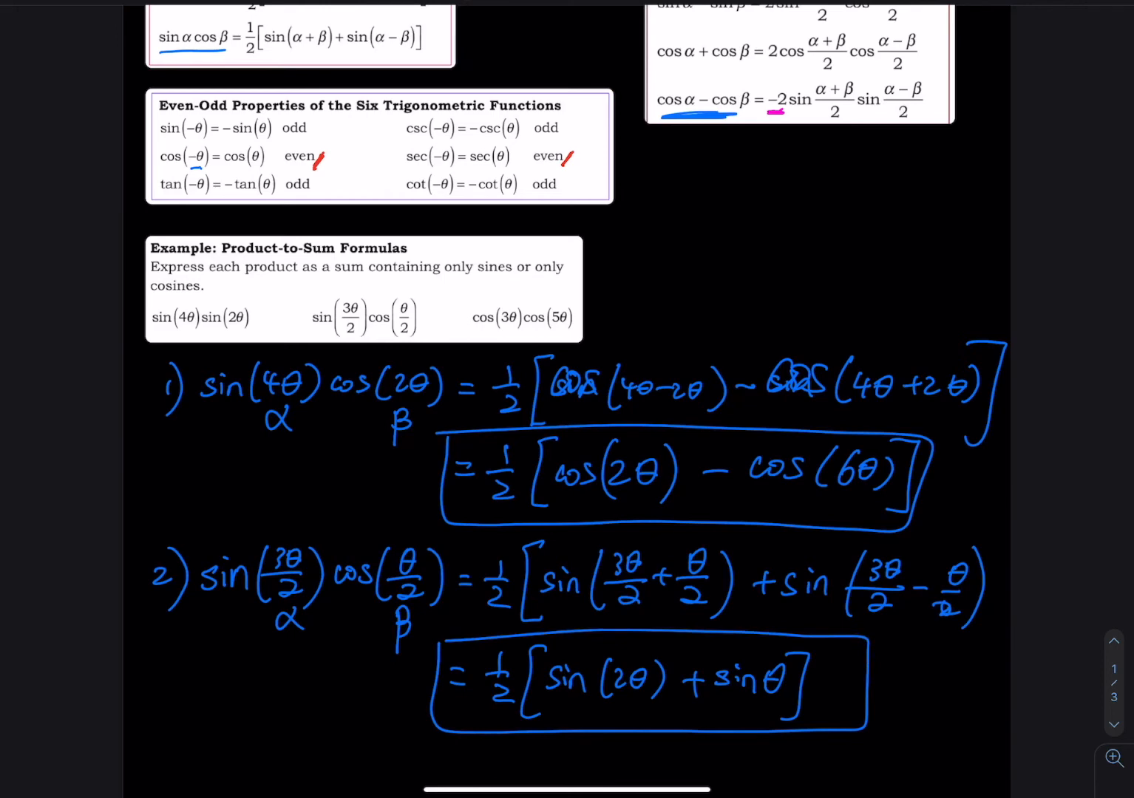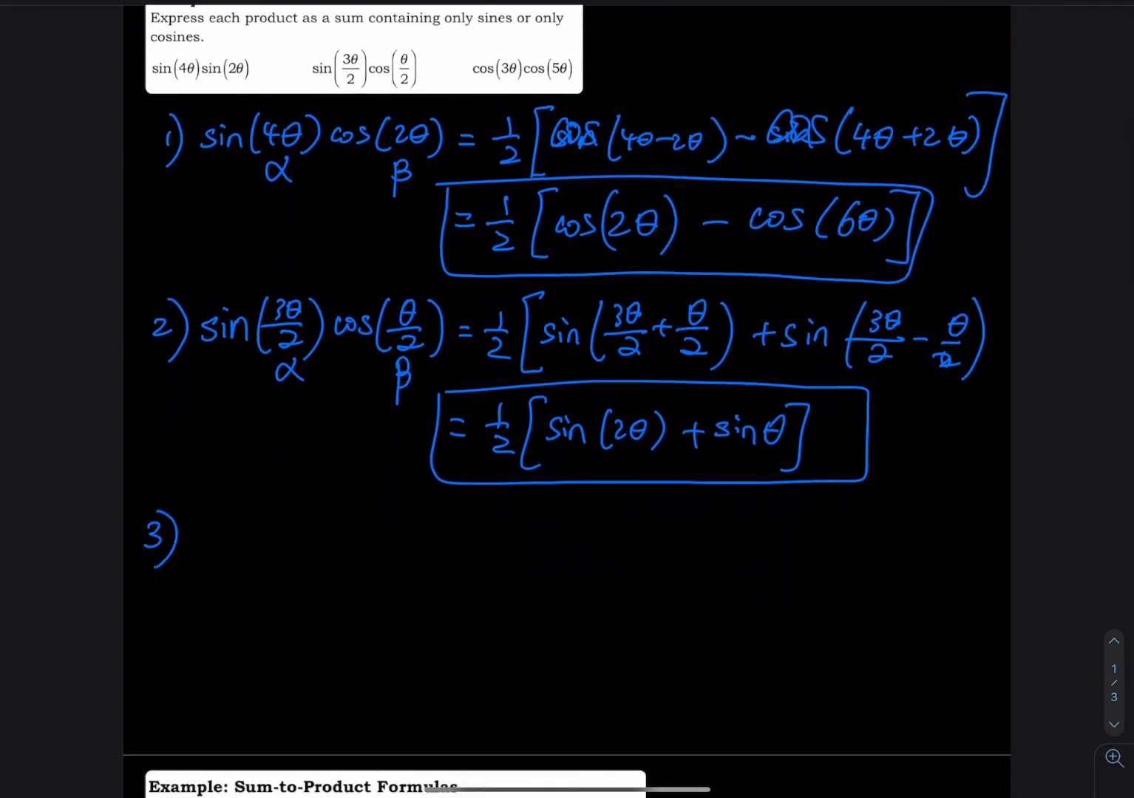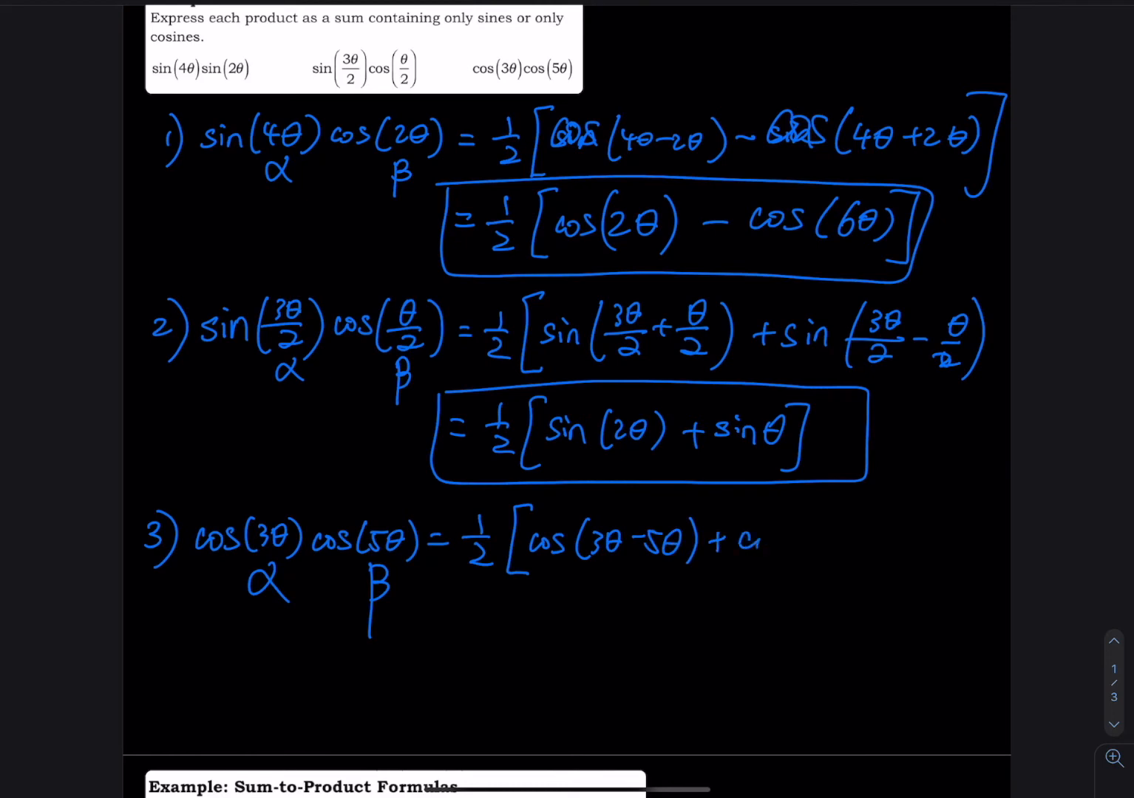And then number 3, you have a cosine times a cosine. So number 3, you have cosine of 3 theta times cosine of 5 theta. And then you plug in, right? So that is 1/2 square bracket cosine of alpha minus beta, which is 3 theta minus 5 theta, and then plus cosine of alpha plus beta.